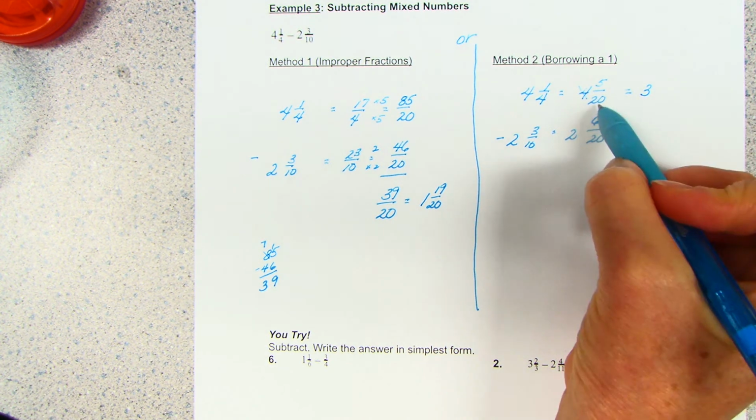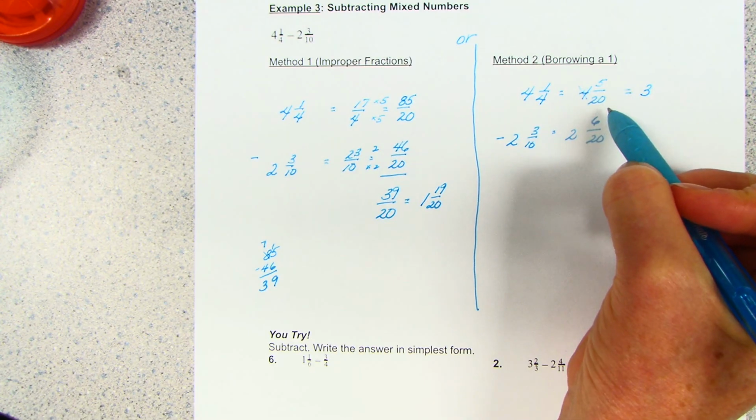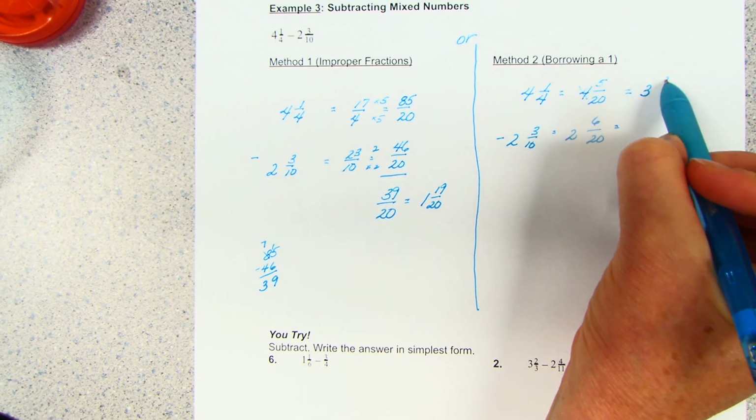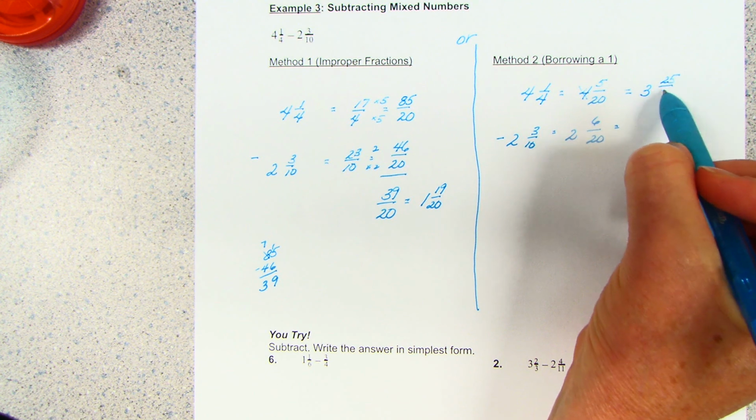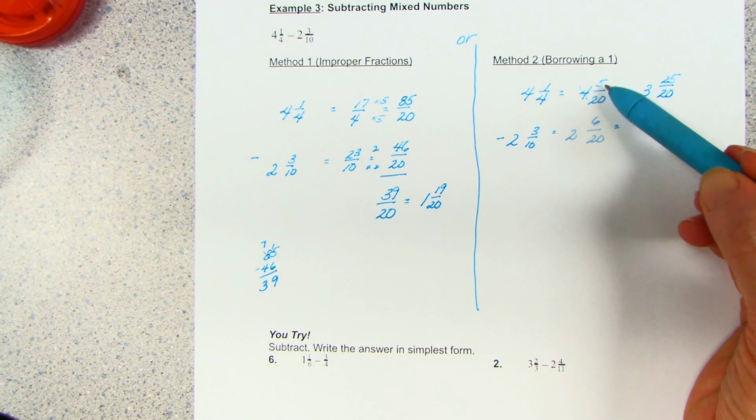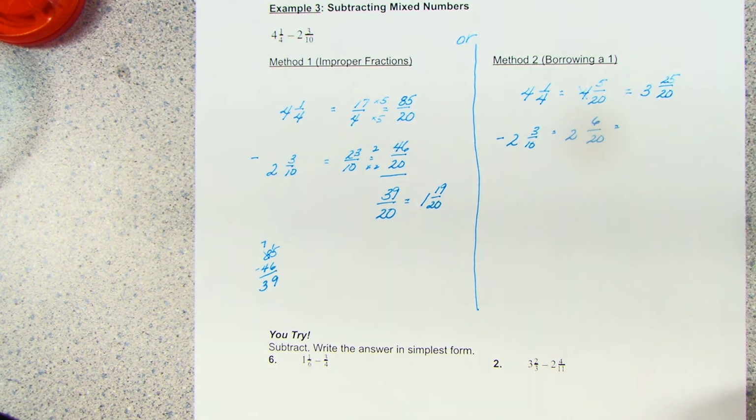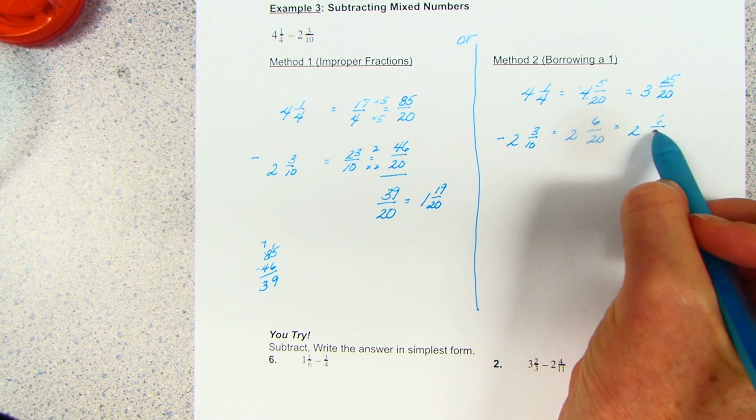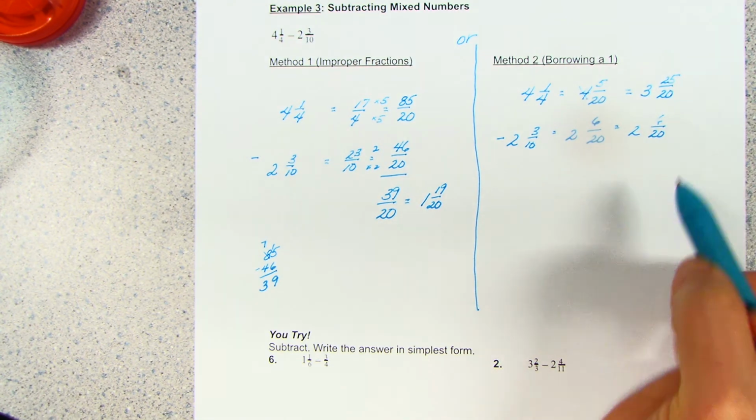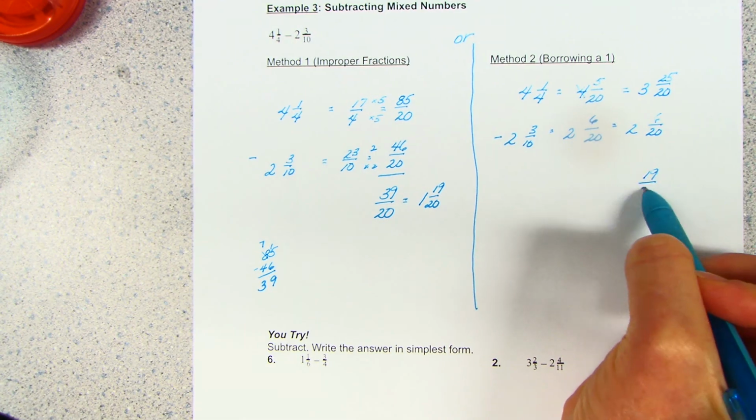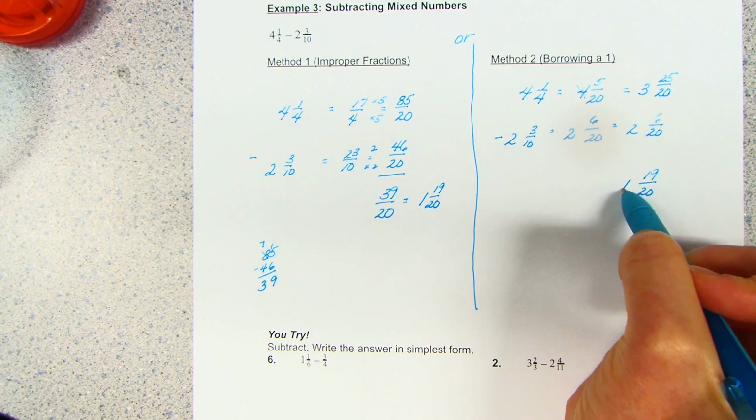And then the thing that I'm borrowing is 20 20th. So I'm going to borrow 20, and I've got 5 here. I'm going to have 25 20ths. That trick will always work. When you borrow 1, you can just add this denominator plus the numerator, and that gives you the new numerator. And then this number is just going to come over. And now I can subtract. If I've got 25 minus 6, that's 19. And 3 minus 2 is 1.